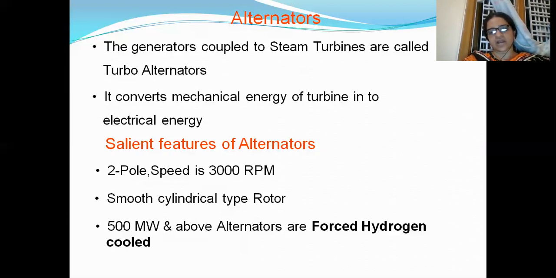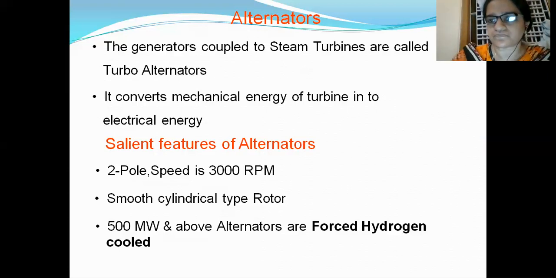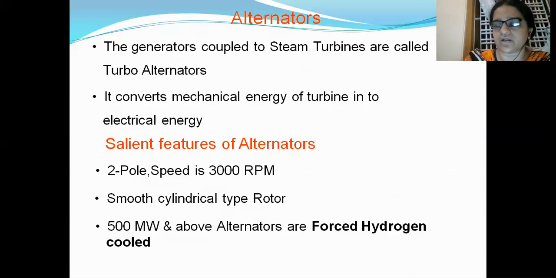Alternators are forced hydrogen cooled. In thermal power plants, you need a proper cooling medium to handle the heat energy liberated in the alternator, in order to reduce the heat liberated by I square R loss. So the alternators of these high ratings are forced hydrogen cooled.